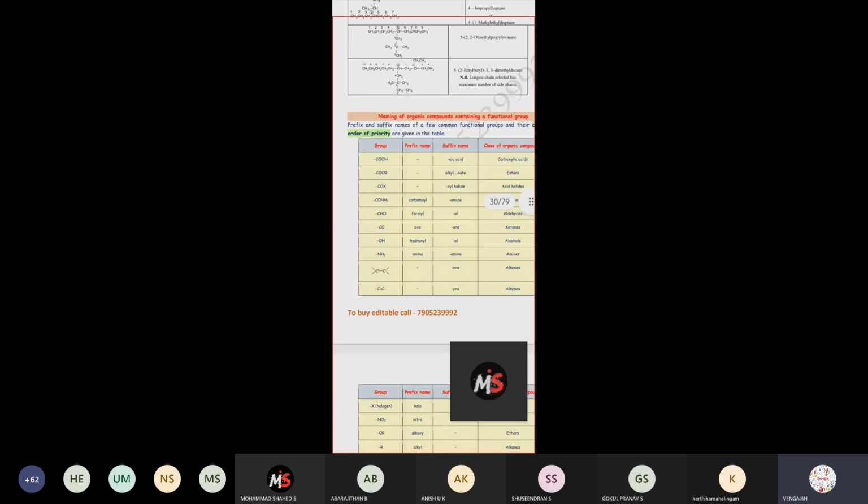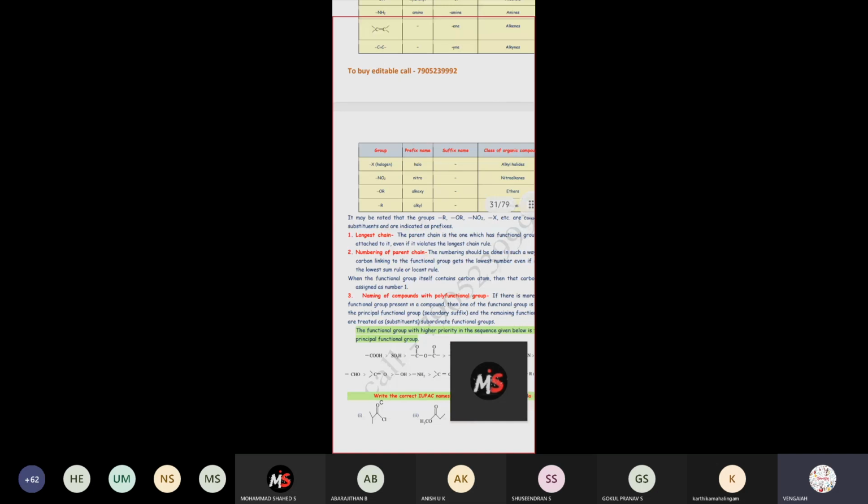And we have some substituent groups, nothing but branches, like halogens, halo: fluoro, chloro, bromo, iodo. Nitro group is the NO2 group, you can write nitro. Next, you have the ether group, alkoxy, and the alkane group, alkyl. It may be noted that alkyl group, alkoxy group, nitro group, and halo group are considered substituents and are indicated as prefixes. So these all will be prefixes. R means alkyl: methyl, ethyl, propyl, butyl, like that.